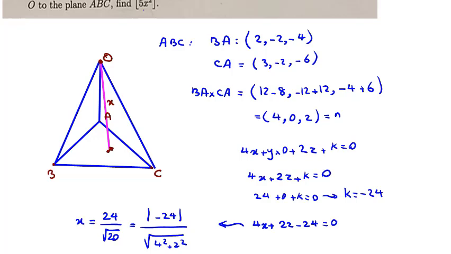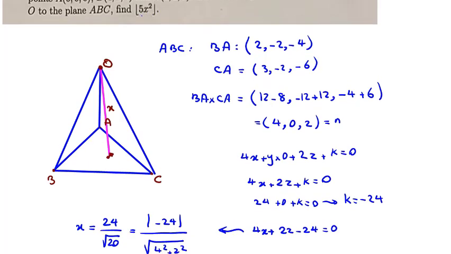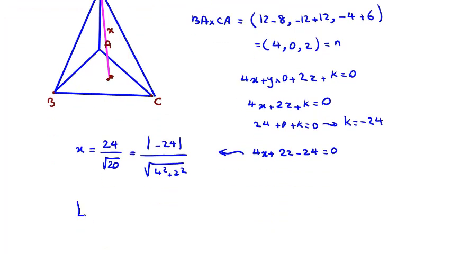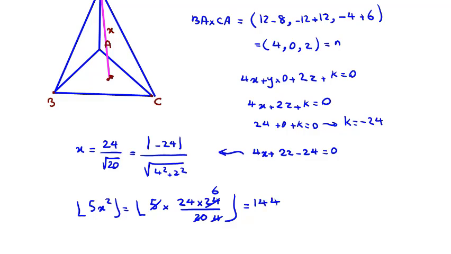The problem says find the floor of 5x squared. So the floor of 5x squared will be 5 times 24 times 24, all over 20. If we divide, it will be 4. 6 times 24 is 144. So the answer is equal to 144.